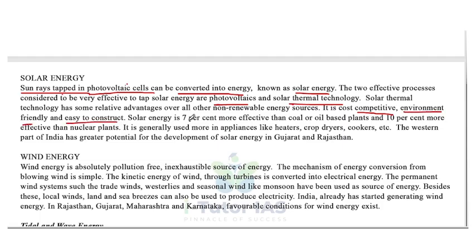Solar energy is 7% more effective than coal or oil-based plants and 10% more effective than nuclear plants. It is generally used more in appliances like heaters, crop dryers, cookers, etc. The western parts of India have greater potential for the development of solar energy, especially Gujarat and Rajasthan. Next one is wind energy.